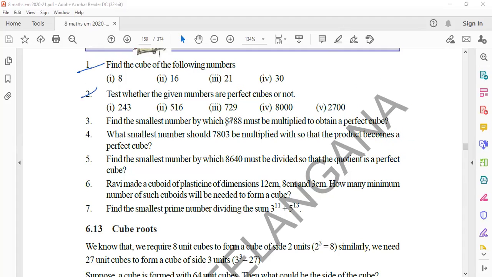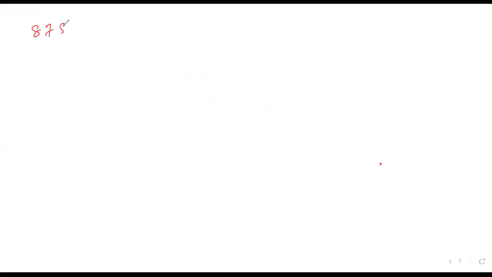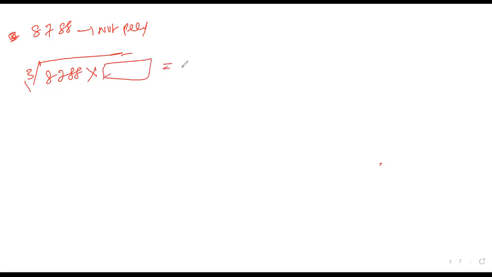Now the next third question, the number is 8788. What is the number that should be multiplied? Same as the previous question example I told you, the smallest number by which the number should be multiplied to obtain a perfect cube. The question is 8788. What number should be multiplied? It is not a perfect cube. To make it a perfect cube, this 8788 should be multiplied by some other number, so that it becomes a perfect cube.